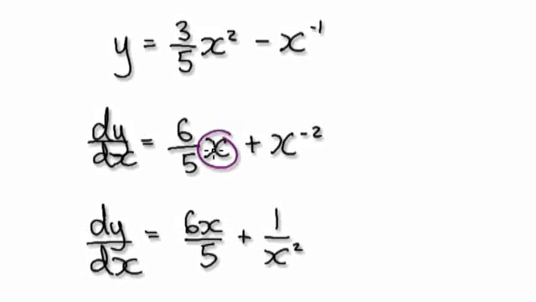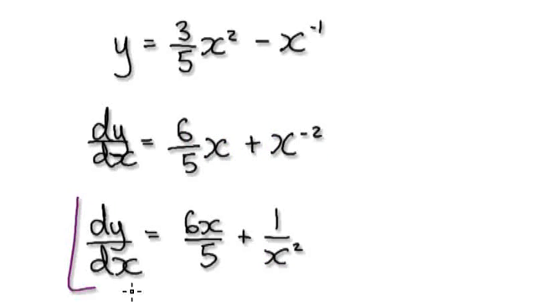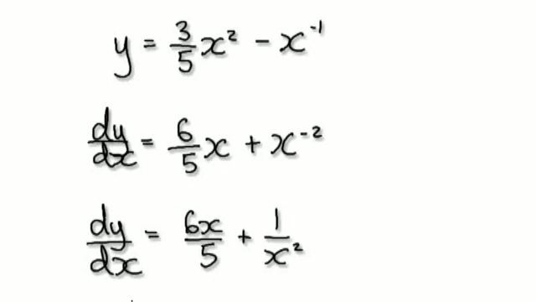Well, now it's just a matter of tidying up. Then this gets multiplied to the top. And then rewrite this as 1 over x squared. So that will give you this. Okay, so overall, your dy by dx will be this. Okay, next one here.